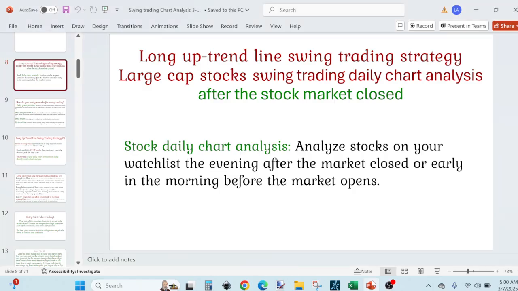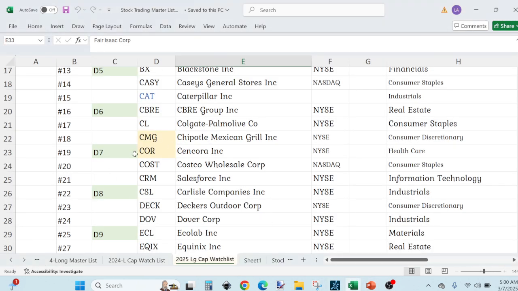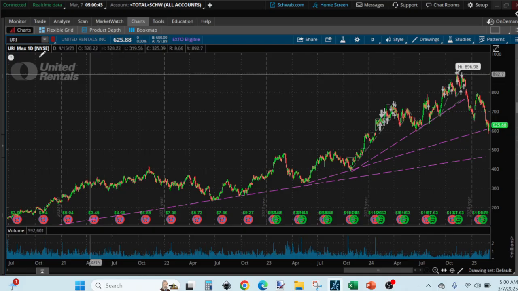Hello, how do you do swing trading daily chart analysis of upward large cap stocks if you are using the long option line swing trading strategy? You open your watch list, and here we have our watch list open. We are going to analyze 3 stocks from the list. The first one is COR.